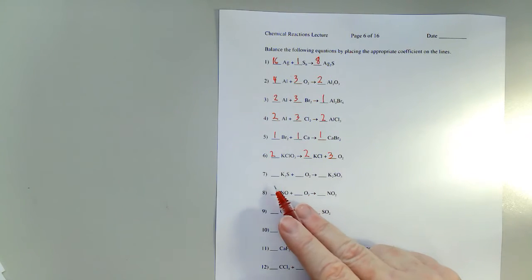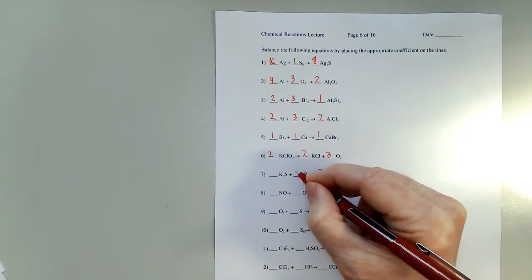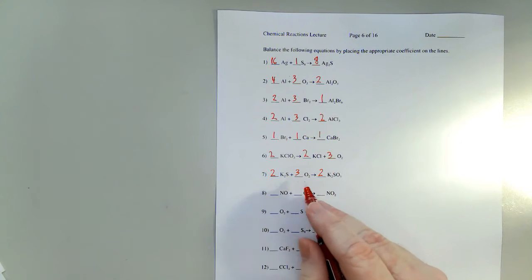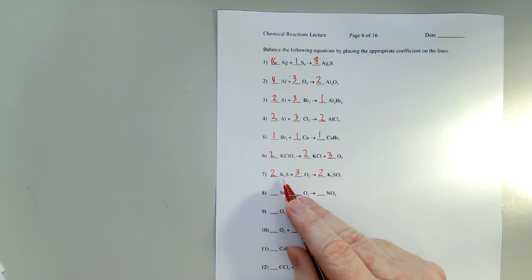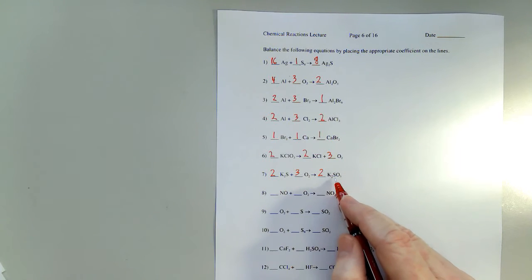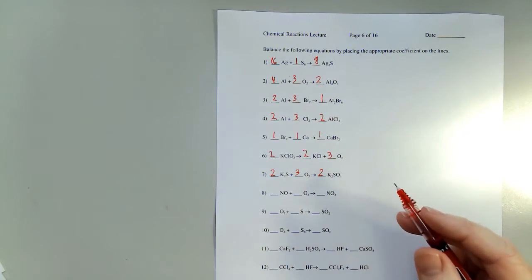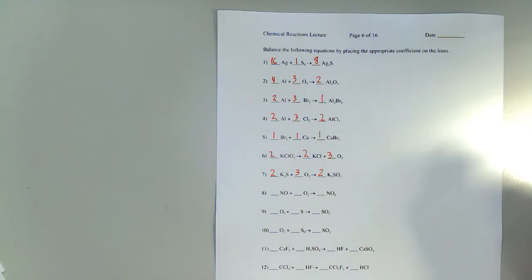And actually, the same thing pops up in number 7. 2 oxygens and 3, so I'm going to put a 2 there. I'm going to put a 3 there. That means I'm going to need to put a 2 on the K2S. Matches that. 2 Ks times 2, 2 Ks times 2, 1 sulfur times 2, 1 sulfur times 2. It's all balancing out.